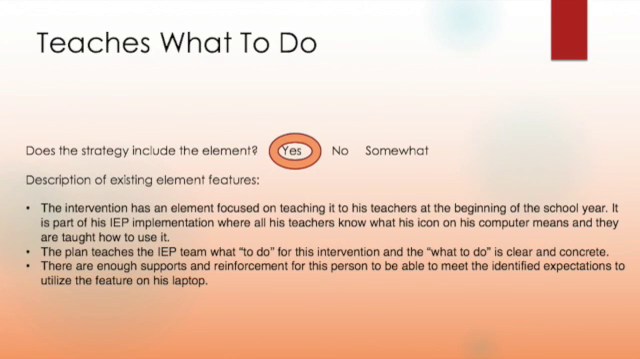The next part of this SART is going over if it teaches what to do. Does the strategy include this element? Yes. The intervention has this element focused on teaching his teachers at the beginning of the school year, part of his IEP implementation, where all his teachers know what his icon is on his computer and how to utilize it so the student can best learn. The plan teaches the IEP team what to do for this intervention, and the what to do is clear and concrete. There are enough supports and reinforcement for the student to be able to meet his expectations in his learning by utilizing this feature on his laptop.